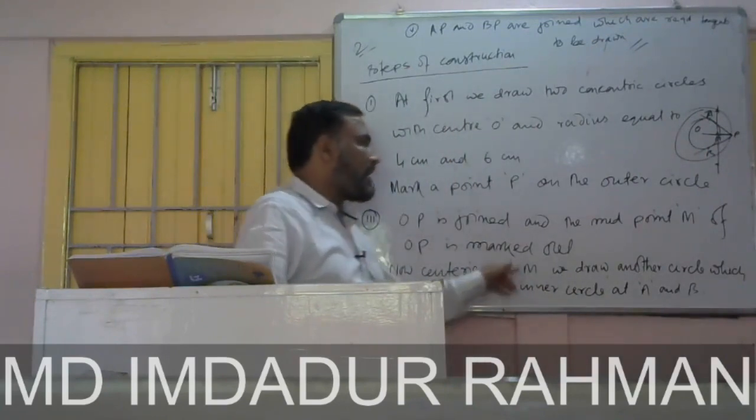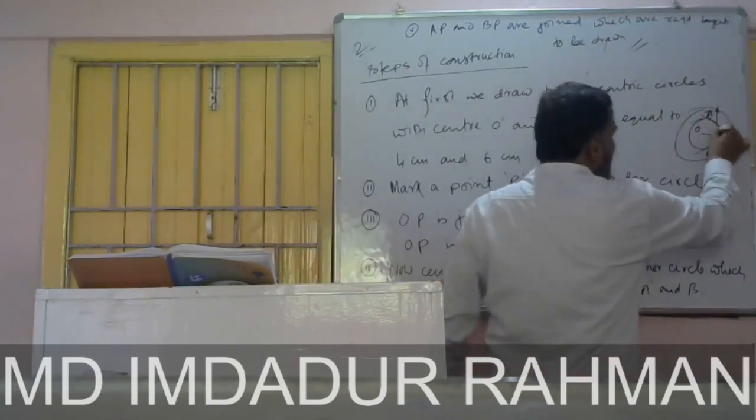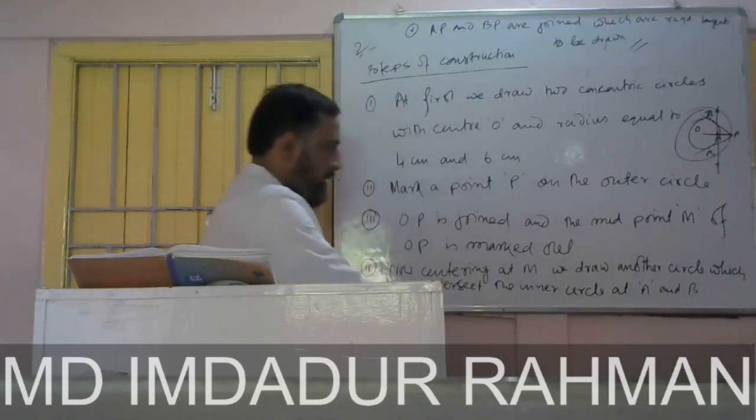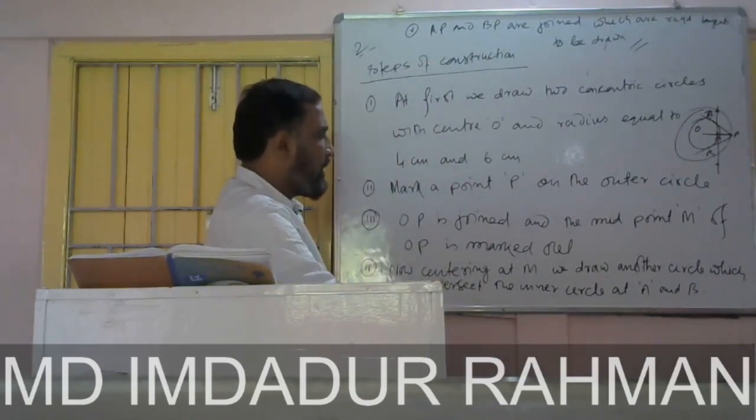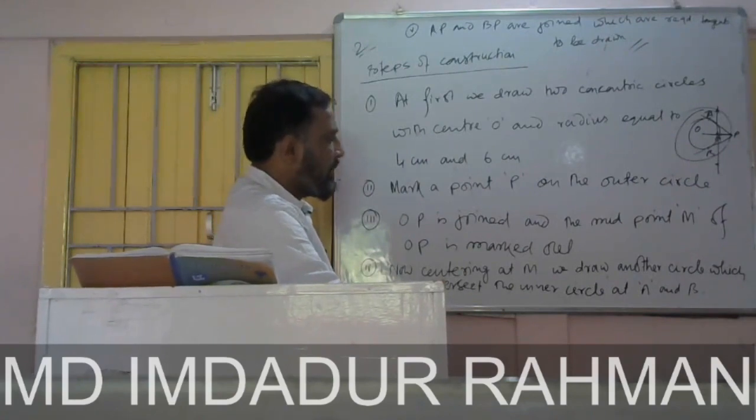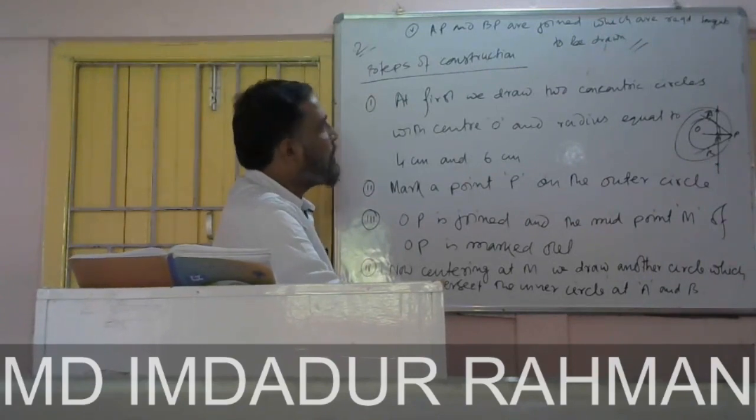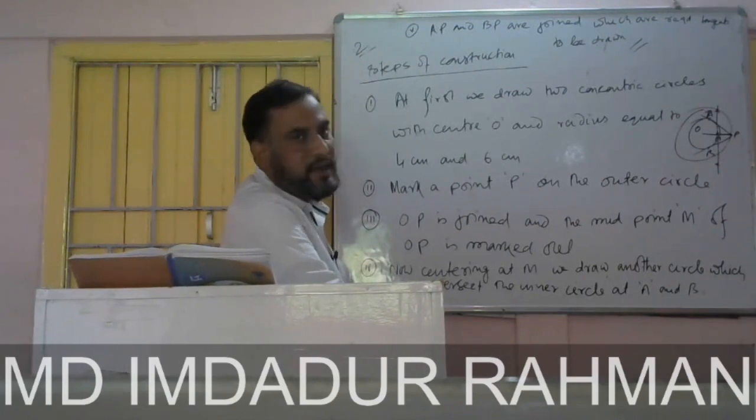Now centering at M, we draw another circle which intersects the inner circle at A and B. AP and BP are joined, which are the required tangents to be drawn.